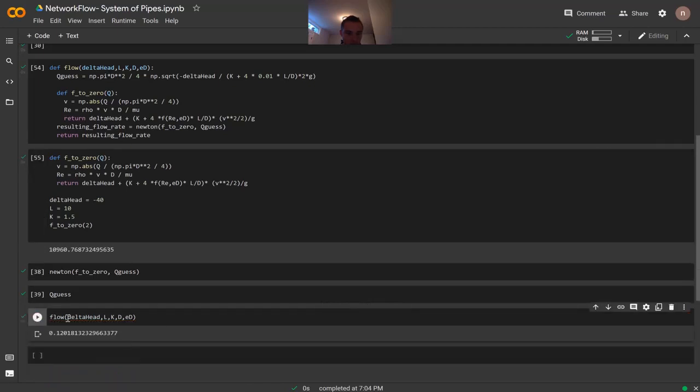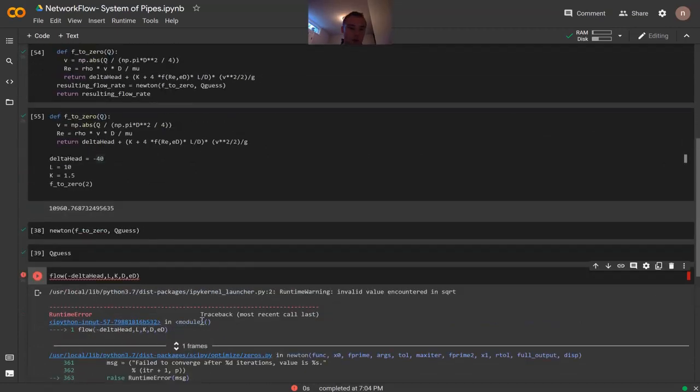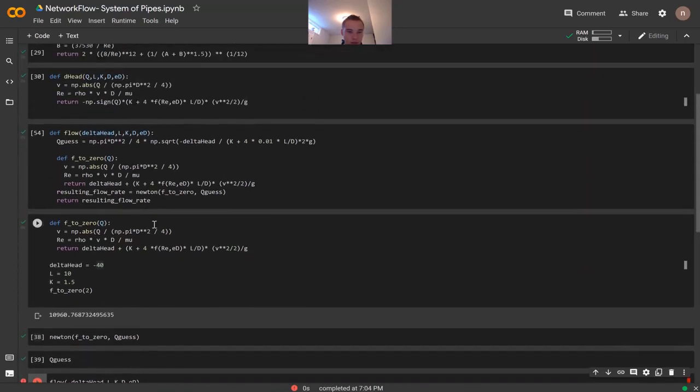Okay, yes. So now we can see if we have a negative delta head, flow should be positive, since our delta head we define right here is 40. If we have a negative delta head, flow should be positive, positive delta head, negative. Okay, so now it's failing to converge. Okay, so this is what I was talking about a little bit earlier. So now we basically need to adjust for the directionality of our delta head, and this will make it so we don't get another negative Reynolds number.